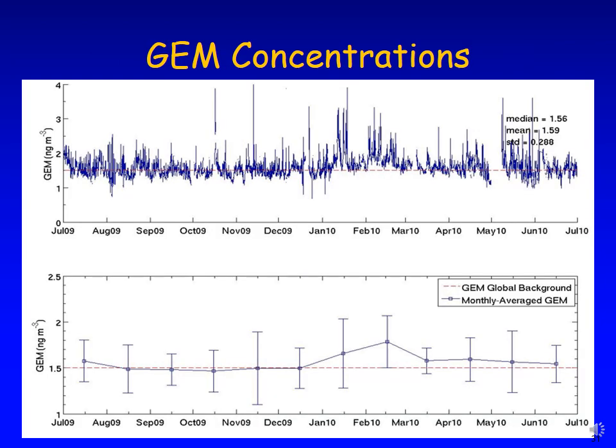So here's an example of the gaseous elemental mercury. We have the red line, which is the global background, and once again you see that we're dominated by the global background, and we do have periodic increases above that as well. If we do this on a monthly average basis, you can see that the monthly average values are very close to the global background during much of the year, but we do have some transport and local sources in the January, February, March, April time period.